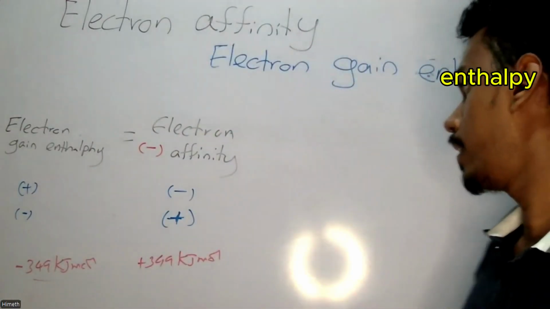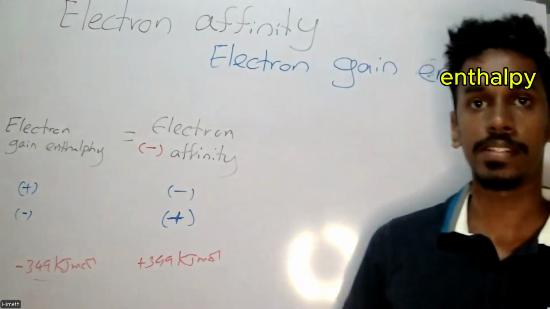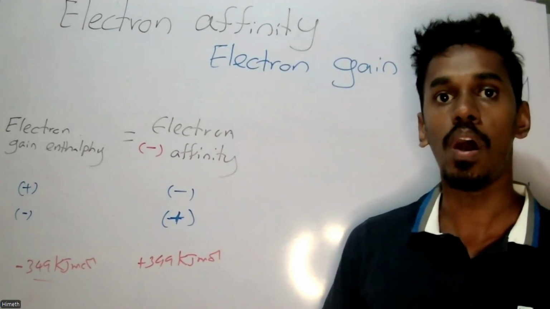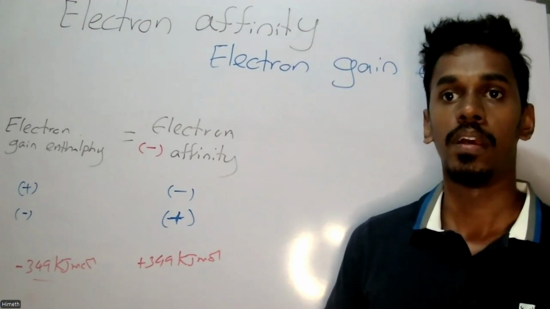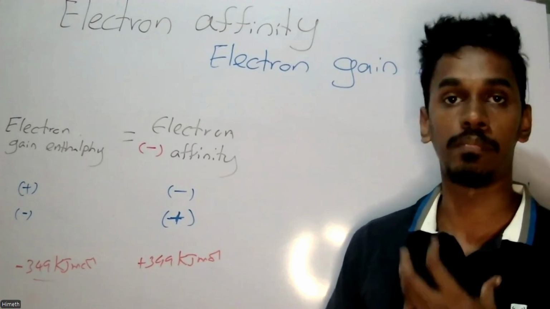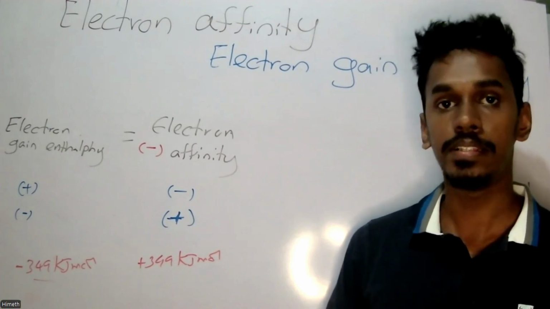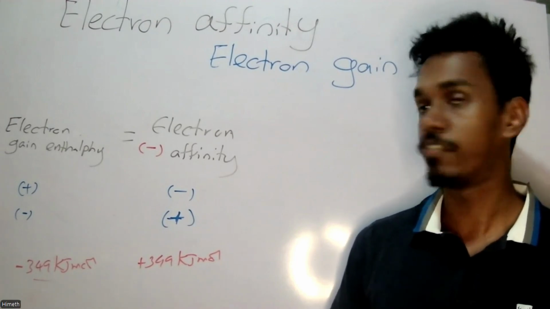Okay, I think now you understand the difference between the electron gain enthalpy and the electron affinity, and now you know how the electron gain enthalpy varies through a period and down a group. I think you understand these things after watching this video.